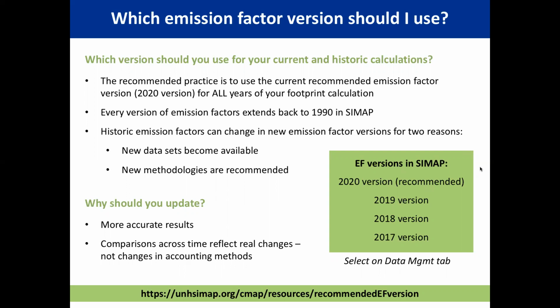The reason those previous years of emission factors might have changed is new data sets become available, like I mentioned, heating values and carbon contents, or one example being the WARM model, or new methodologies are recommended, so we change our calculation methodologies. The reason we recommend updating to the 2020 version for all years of your inventory is, one, just to get the most accurate results that you can, and two, so when you're comparing across years, your changes in emissions are actually representative of changes in emissions and not changes in accounting methods and things like that.